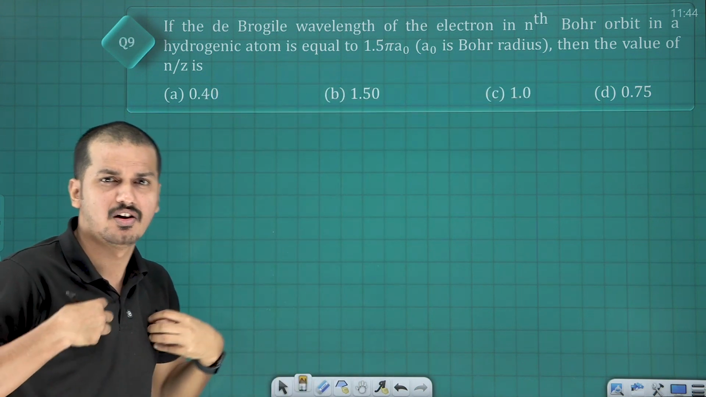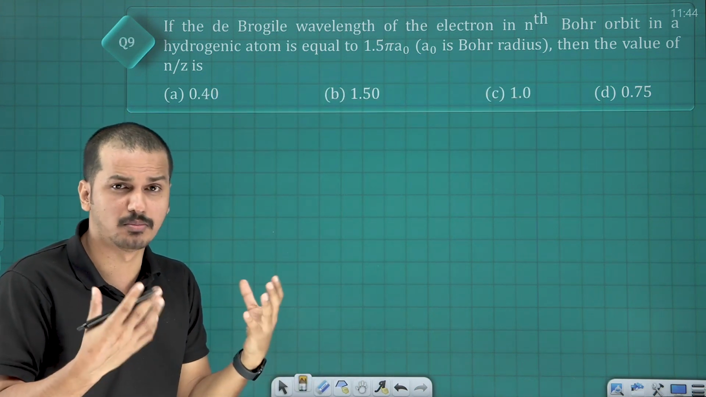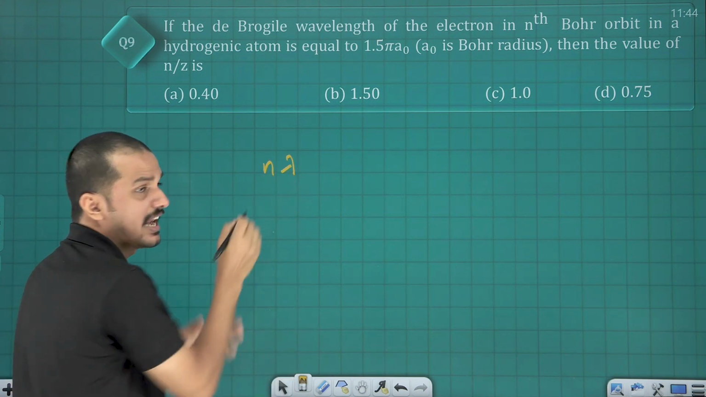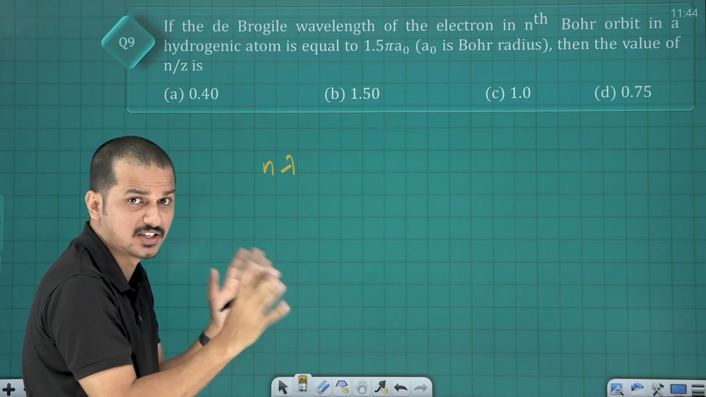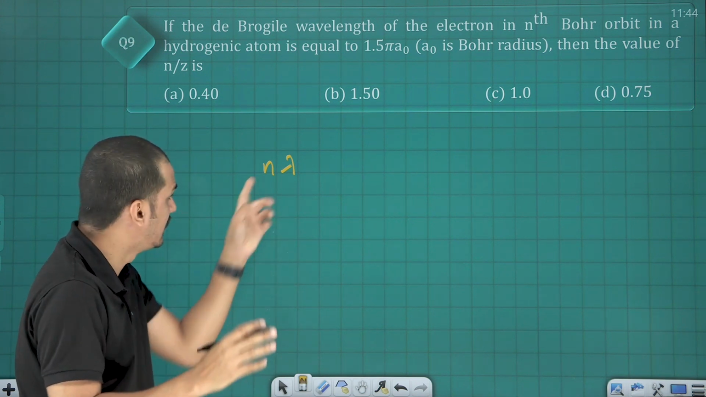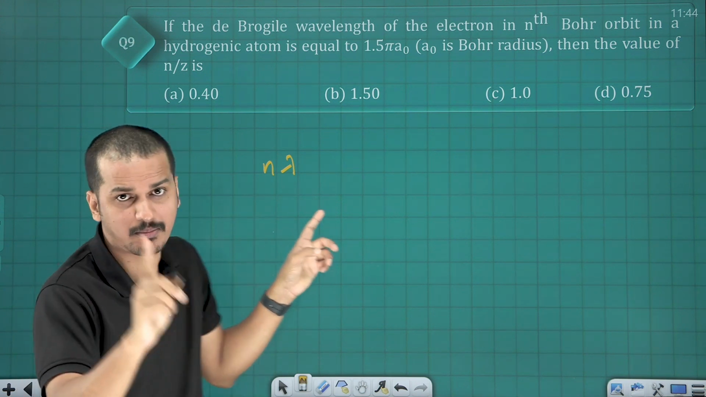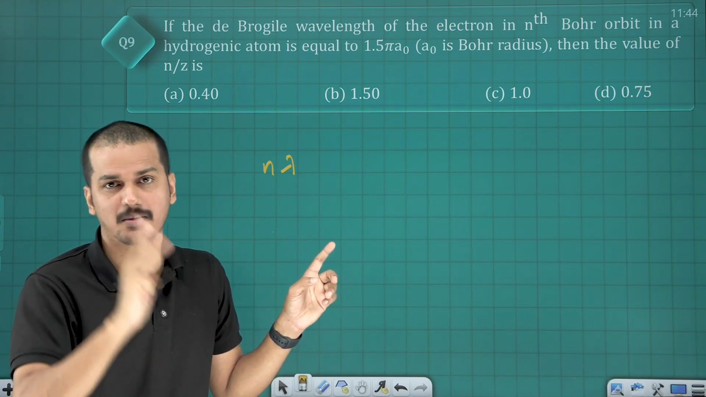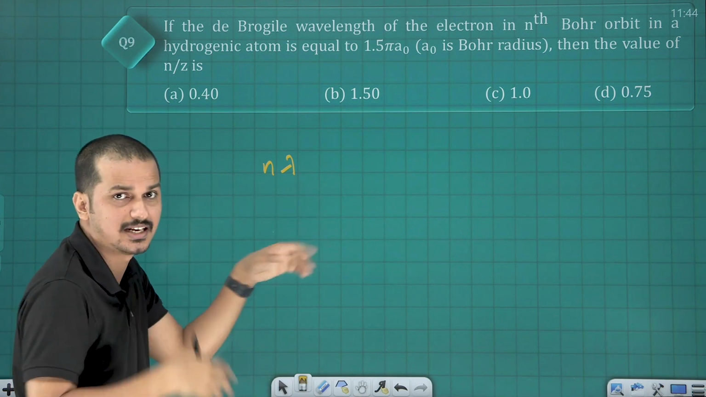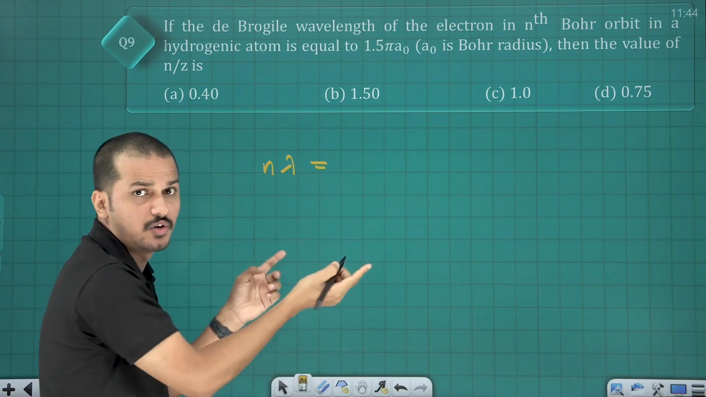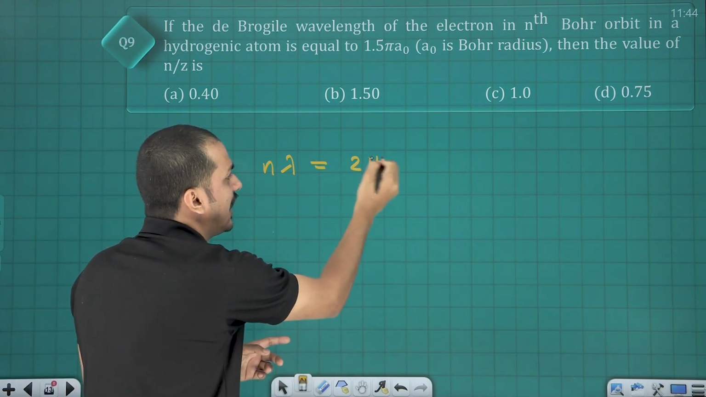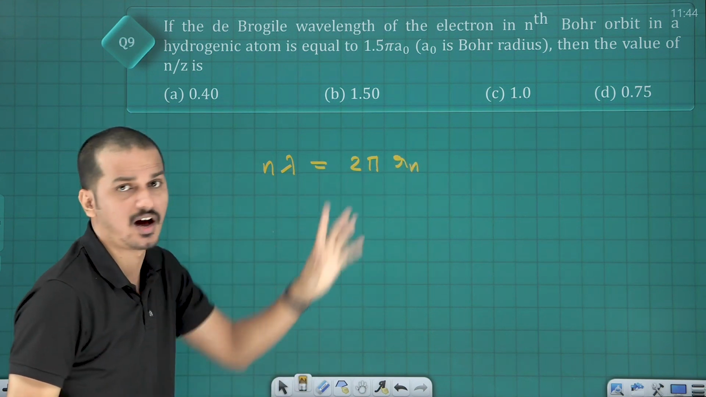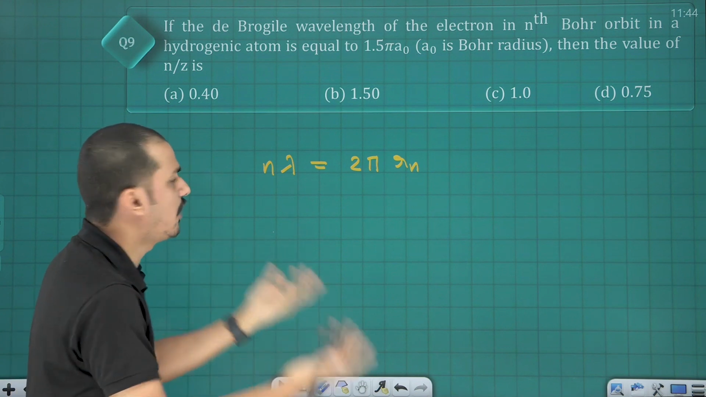We know the idea according to the Bohr atomic model: n lambda for any shell. Lambda is the wavelength, and n is how many waves there are. If one wave is there, that is the first shell; 2 waves, the second shell; 3 waves, the third shell. So n lambda means the nth shell, and n lambda is equal to its circumference, 2 pi Rn. This equation we know. Now we have to substitute the values.